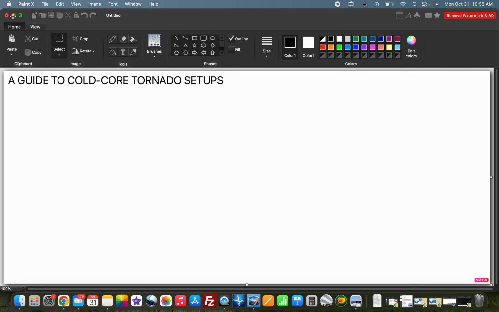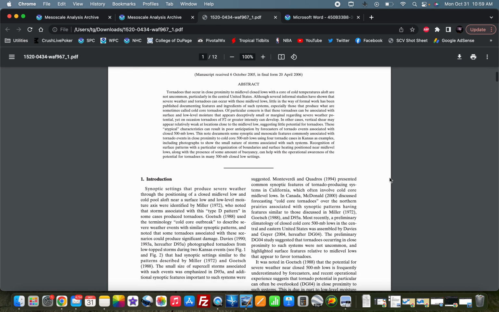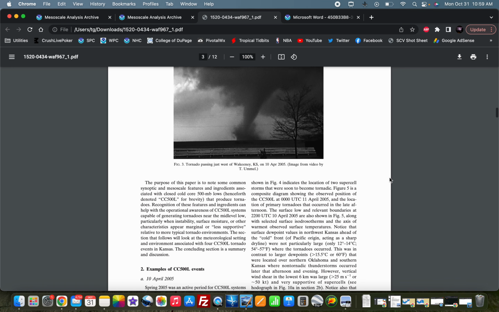So I want to draw your attention here to a couple of journal articles. This first one here is from 2006 by a meteorologist whose name is John Davies. He is a well-known private meteorologist out of Kansas City. He's kind of the foremost expert on these cold core 500 millibar low tornado setups. And this is kind of the foundational paper on these cold core type setups here.